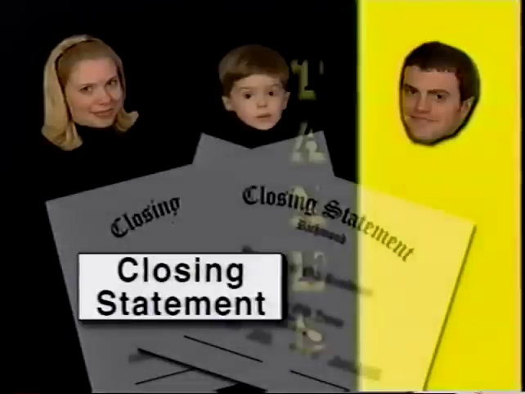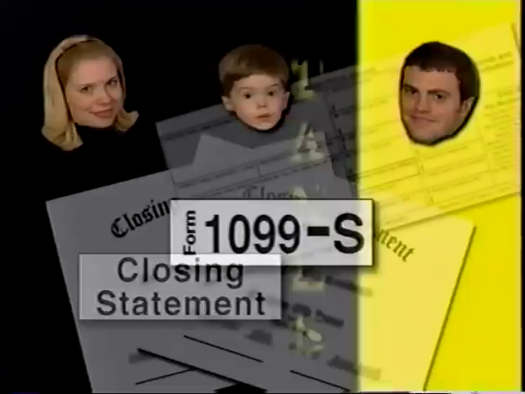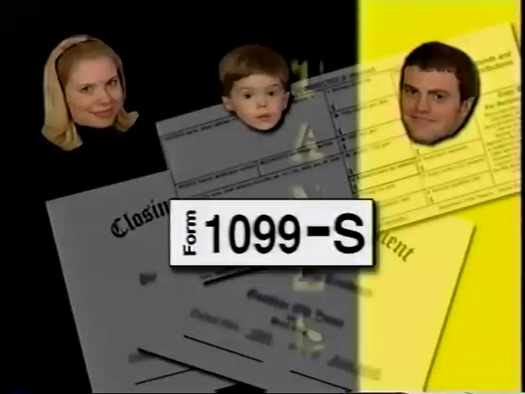We also need closing statements from the purchase of their old residence in Richmond and the recent sale of that residence. The Hendersons may also have received Form 1099-S, proceeds from real estate transactions. We'll get to that one later.